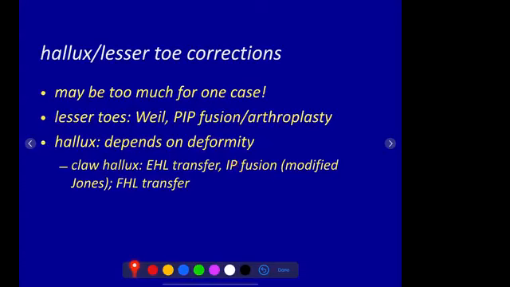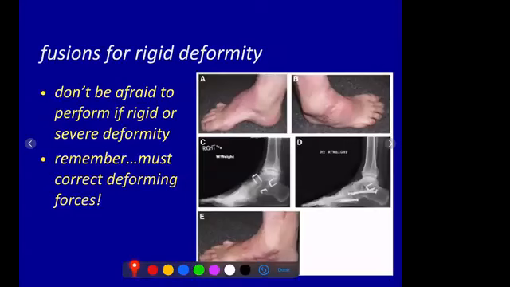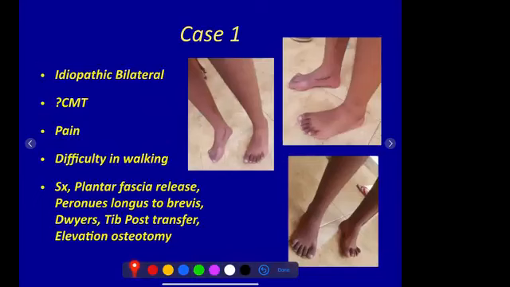So what about fusions of the deformities? Okay, so I think fusions are fine. Fusions are okay, but please remember that doing a triple is not a panacea for solving everything. You have to remove the deforming force. So even when you're fusing, please do not forget the deforming force.